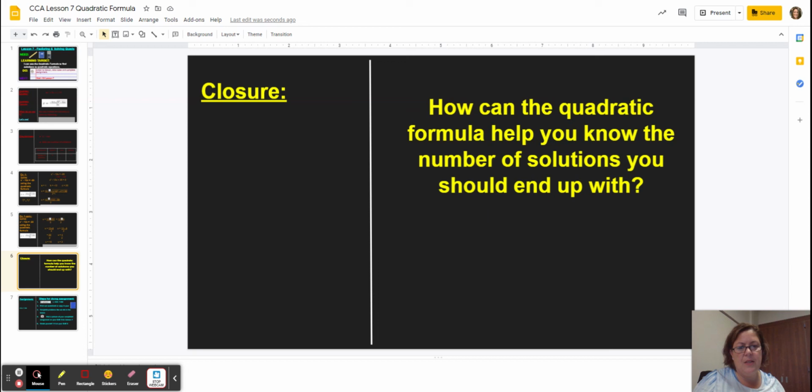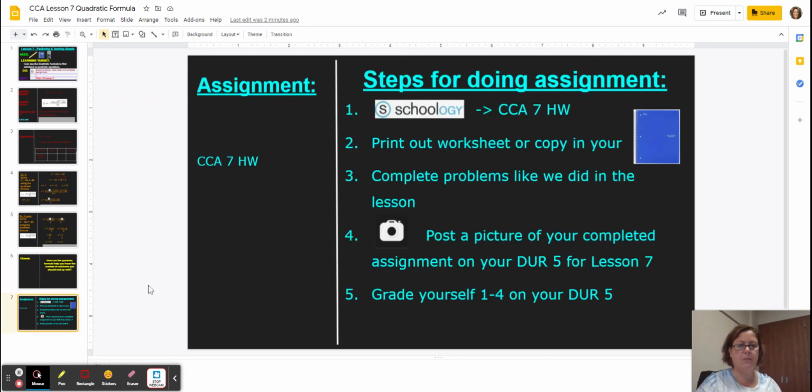And one thing to think about is how can the quadratic formula help you know the number of solutions you should end up with? Pause, think about that, and write it down. All right, so if you talked about the fact that the discriminant tells you how many solutions there are, you are spot on. A negative discriminant is 0 solutions. A discriminant of 0 means there's 1 solution, and a positive number means there are 2.